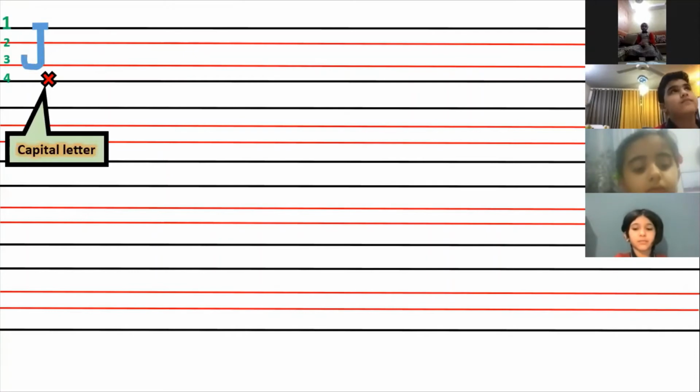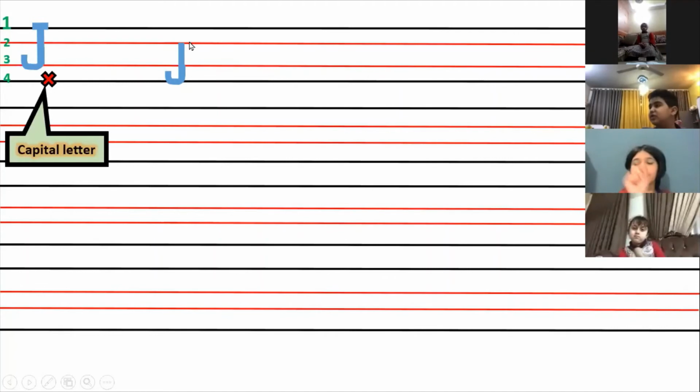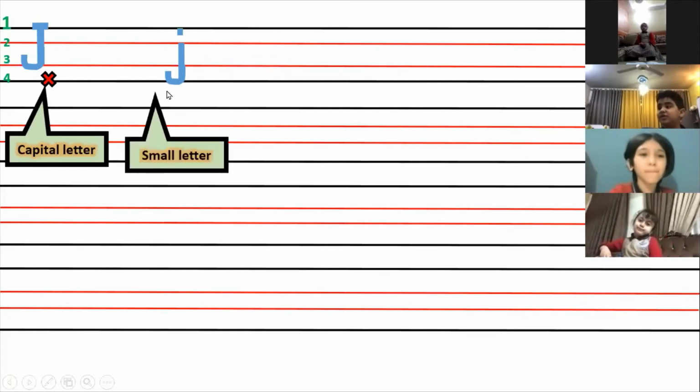Now let's write the small letter. Put the pencil on the second line. Draw a straight vertical line from the second line to the fourth line. Bend it from the end. But instead of drawing a short horizontal line at the top of the letter, put a dot at the top of the letter. This is the small letter J.